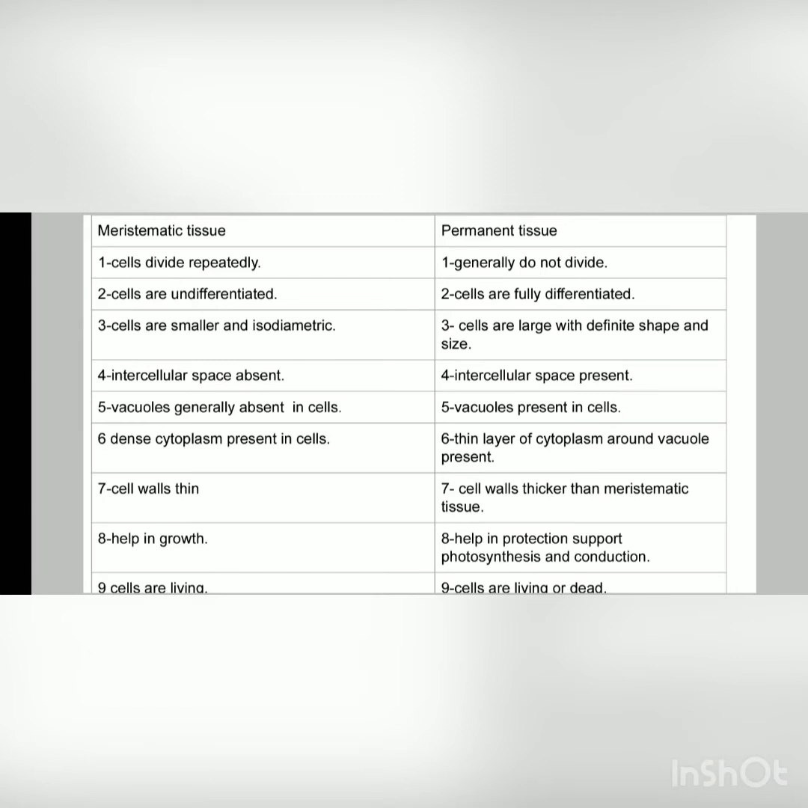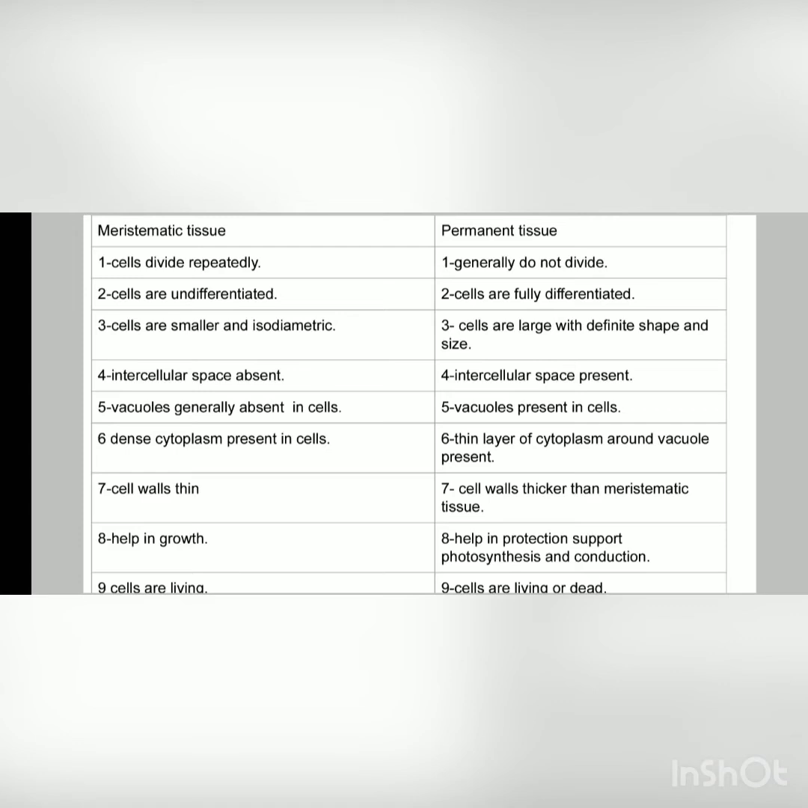Intercellular space is absent in meristematic tissue, as there is no need of that space, because they generally have the task of division only. And intercellular space is present in permanent tissue. In some of the tissues, like parenchyma, they have intercellular space, but sclerenchymatous cells do not have intercellular space. So intercellular space may or may not be present in permanent tissue, but generally it is present.